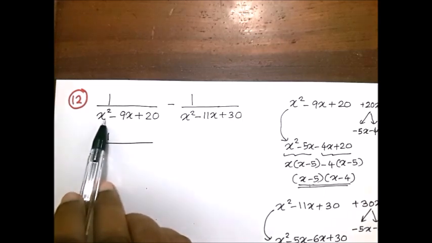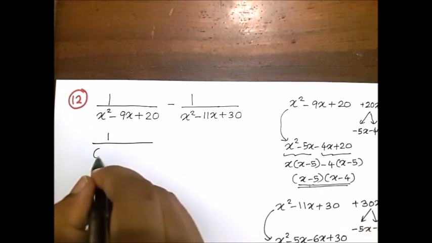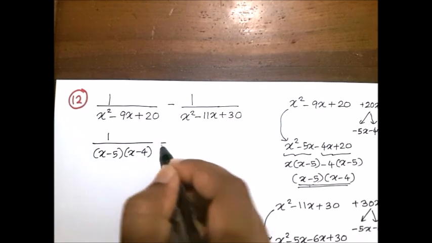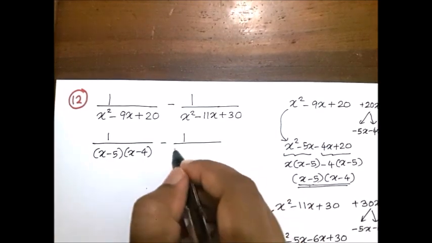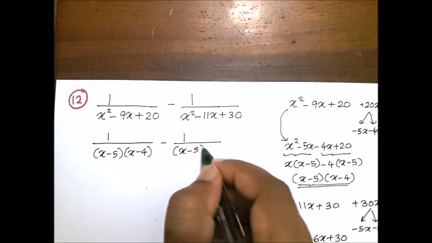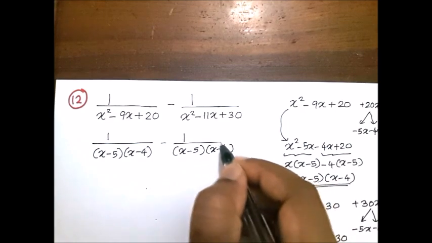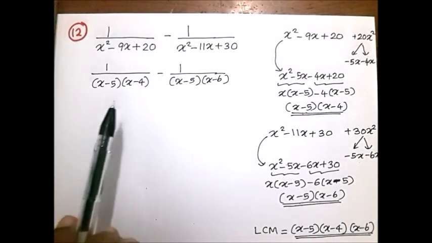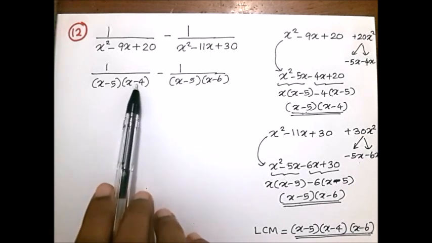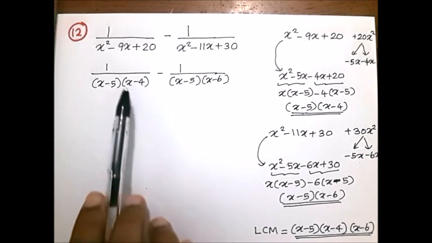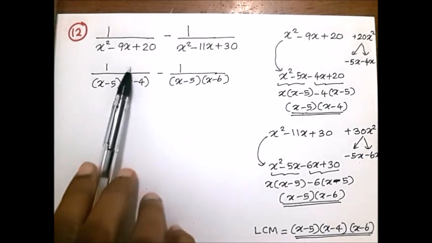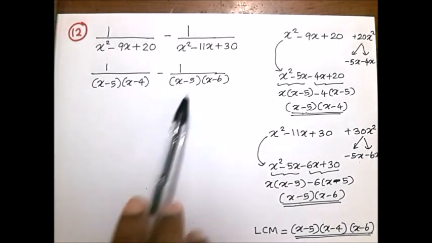Now write this expression as factors. It is x minus 5 and x minus 4. Now write this as factors. It is x minus 5 and x minus 6. Now take this LCM as the common denominator. Here x minus 5 and x minus 4 only. You have to multiply it by x minus 6 to obtain this LCM. Multiply both sides by x minus 6.